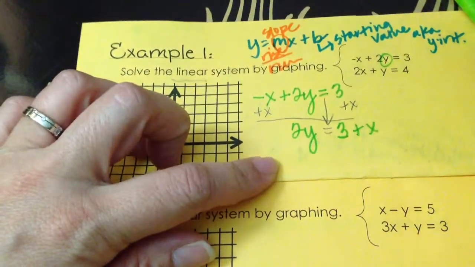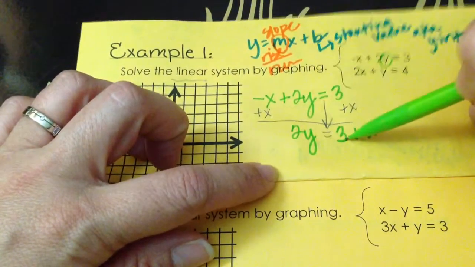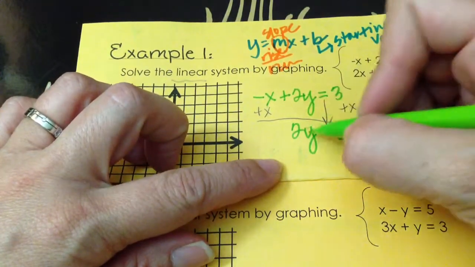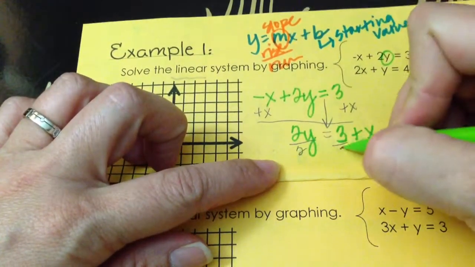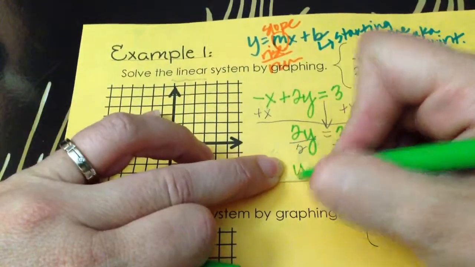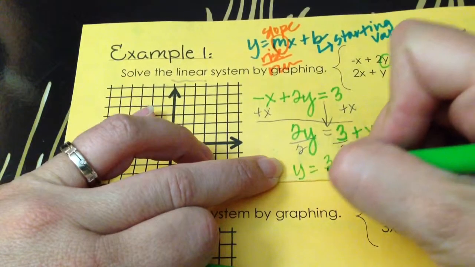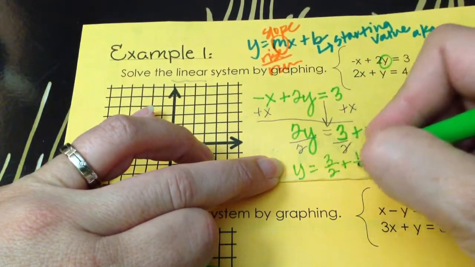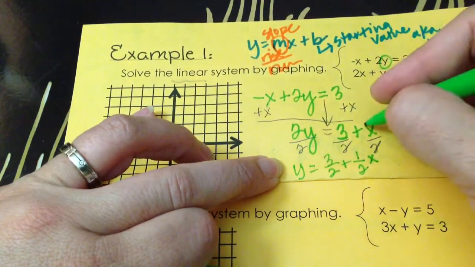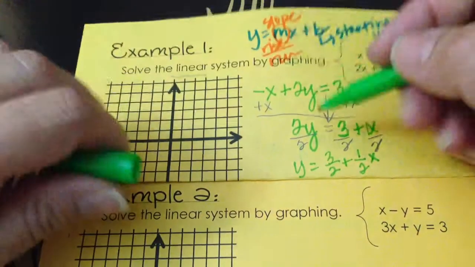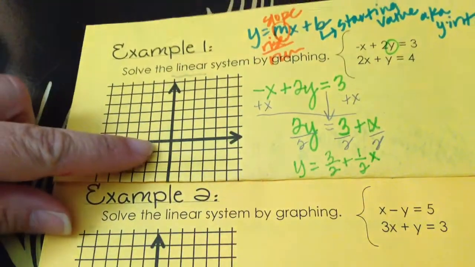I'm comfortable with switching around my values, x and 3, over here. We'll talk about that more in a minute. I need y alone. I'm going to divide by 2, which means I'm going to divide every part of the equation by 2. And I'm going to get y equals 3/2 plus x over 2, which is 1/2 x. It's like 1x divided by 2. So 1/2 x. So we have a y-intercept of 3/2.